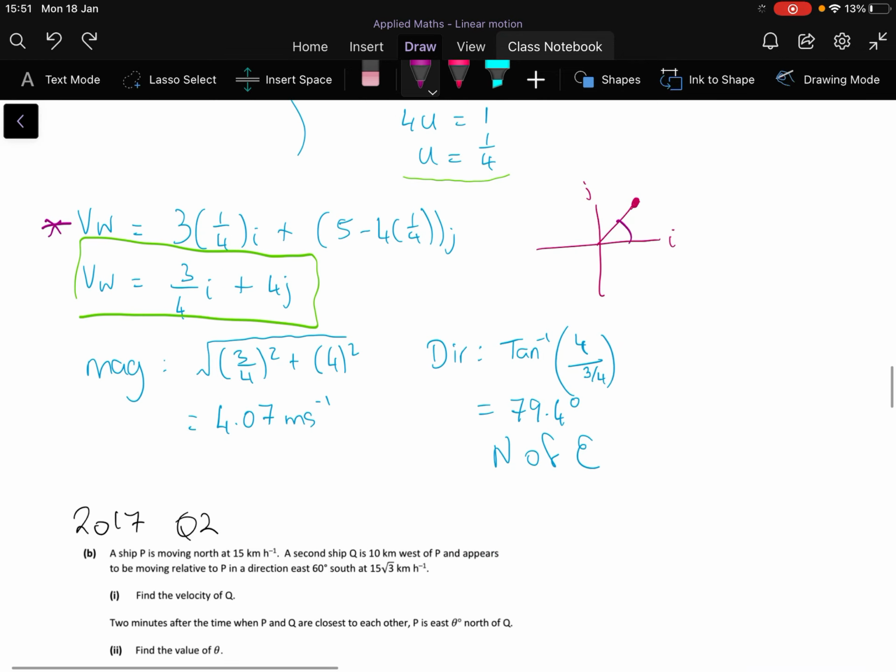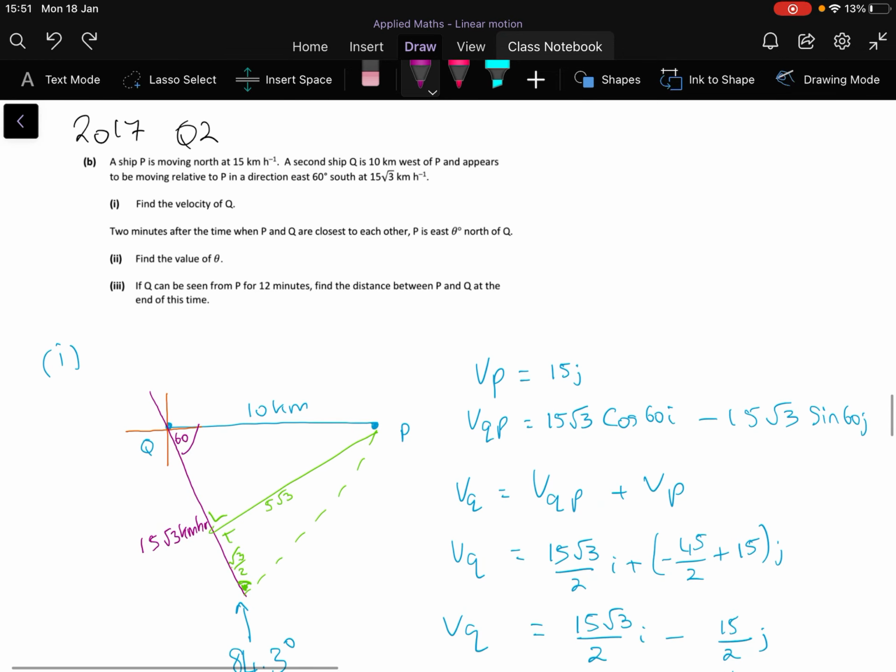The second part then, part B of 2017, here we have a ship P moving north at 15 kilometers per hour. A second ship Q is 10 kilometers west of P and appears to be moving relative to P in a direction east 60 degrees south at 15√3 kilometers per hour. I need to find the velocity of Q, and then I need to look at finding 2 minutes after the time when they are closest to each other. I need to find the angle of P, which is east theta degrees north of Q. And then I have my final third question.